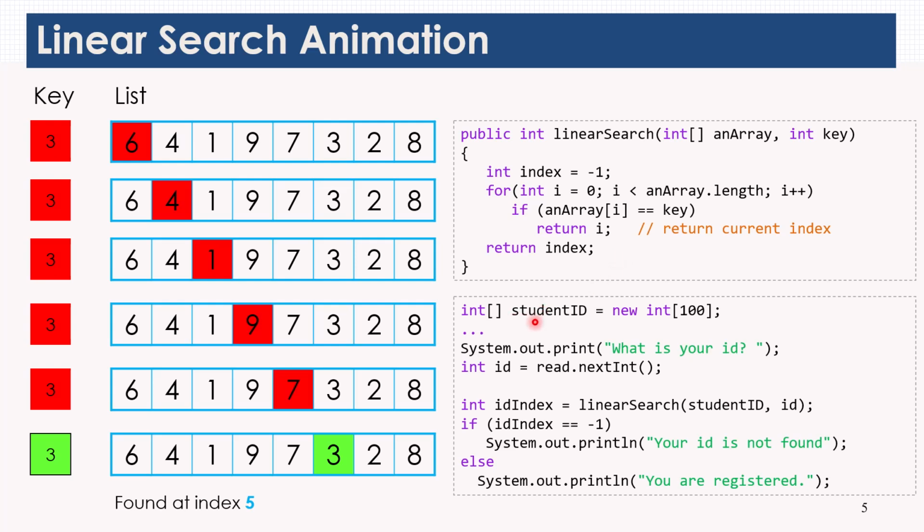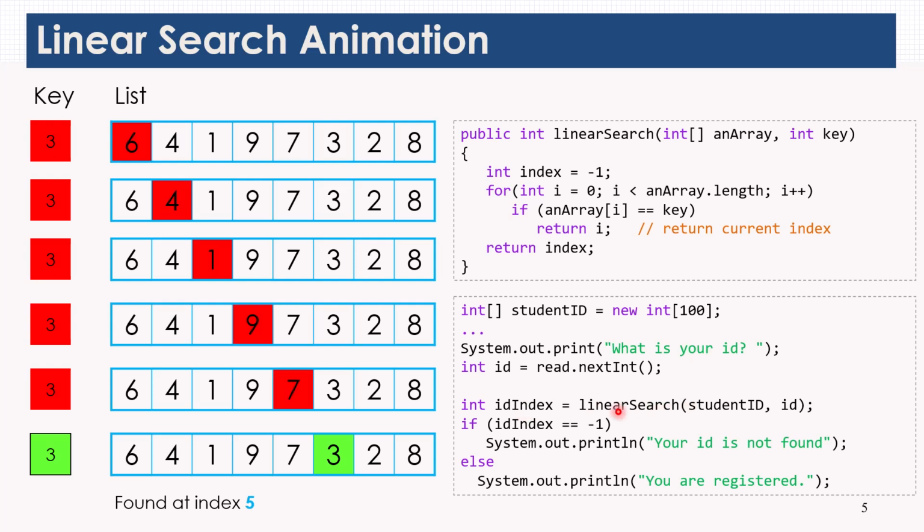To show you how to use this method in a program, suppose we have an array of integers for student IDs of 100 students. We ask the user what is your ID, and we want to find out if the student ID is on the list or not. So we call the method linear search. We supply the array as input parameter as well as the ID, which is the key. Then the method will search for the ID inside the array, and store the result of the index into ID index.